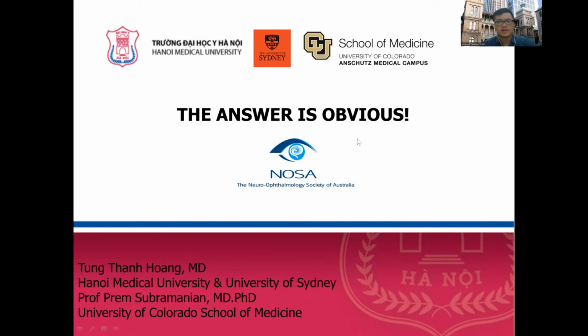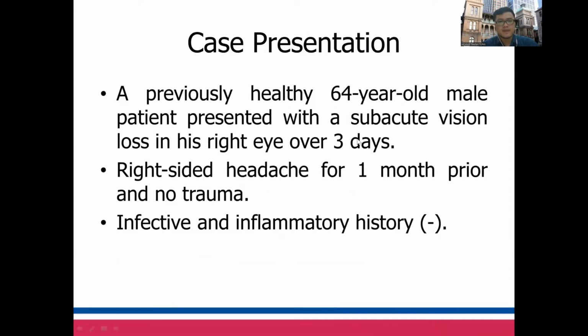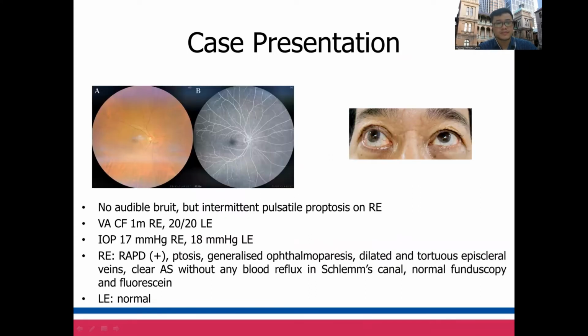And today I'm talking about an interesting case. This is a 64-year-old male patient who was previously healthy. He presented with a subacute vision loss in the right eye over 3 days. And he had a right side headache for about 1 month before, and he had no trauma. He denied any infective and inflammatory history.